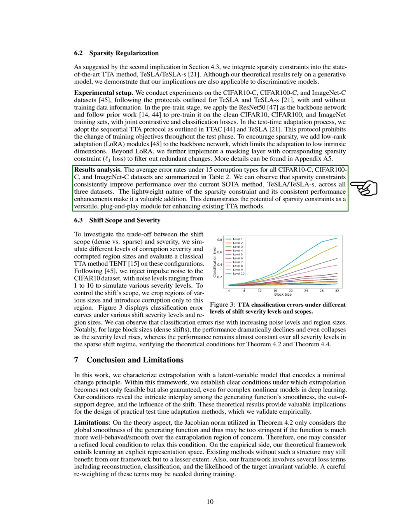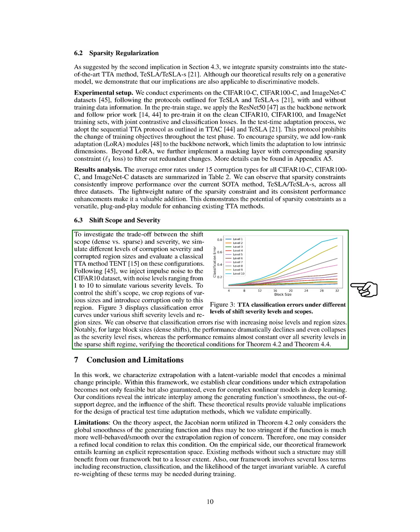We observed that the sparsity constraints consistently improved performance over the current state-of-the-art methods, Tesla and Tesla S, across all datasets. The lightweight nature of these constraints and their consistent performance enhancements make them a valuable addition, showcasing their potential as a flexible module for improving existing TTA methods.